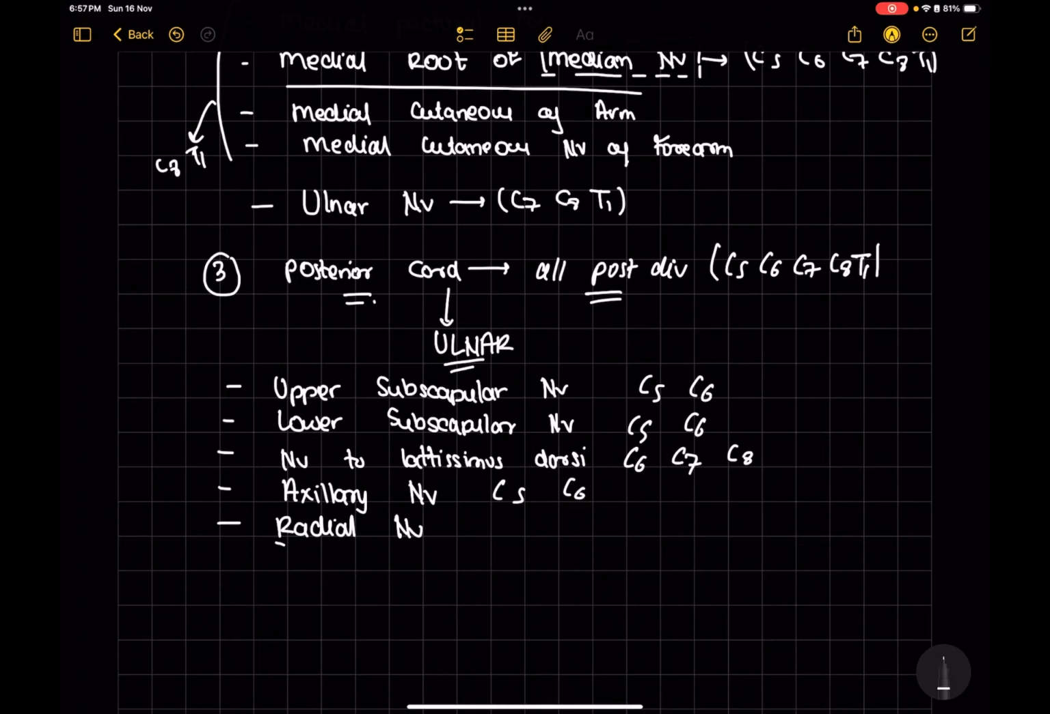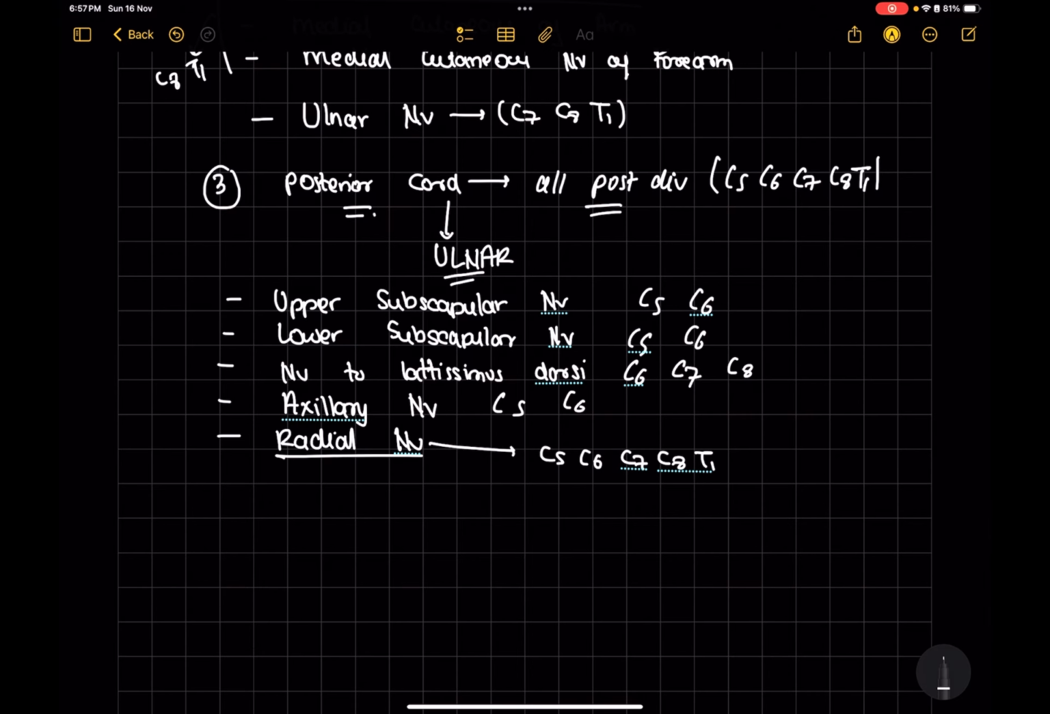And the last that is remaining, the radial nerve, it is the biggest nerve. It is one of the most prominent nerves that you will see in the dissection, and it has all the root values, that is C5 C6 C7 C8 T1. You can make any mnemonic that you want, but I remembered in these terms.